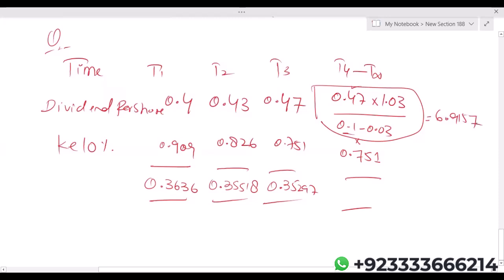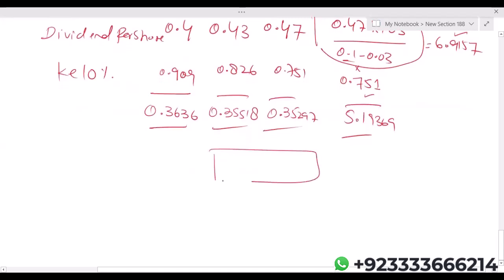6.9157. Let me recheck. So we should not be making any error. Otherwise, those students who will be watching the video, they will have the issue. That's perfectly all right. Now 6.9157 will be multiplied with the discount factor of base year. 6.9157 into 0.751. I'm getting 5.19369. Now we'll add all of them.